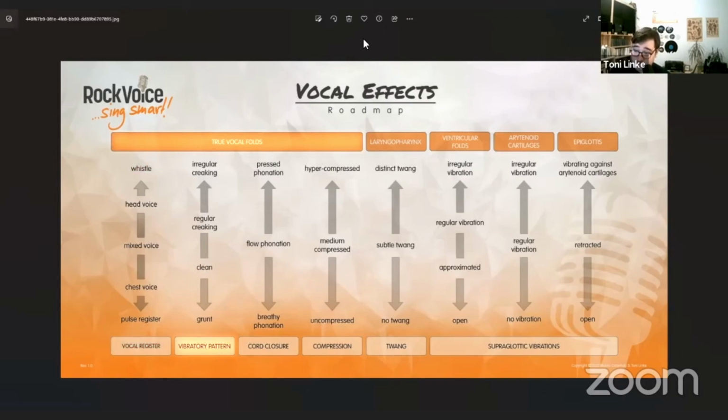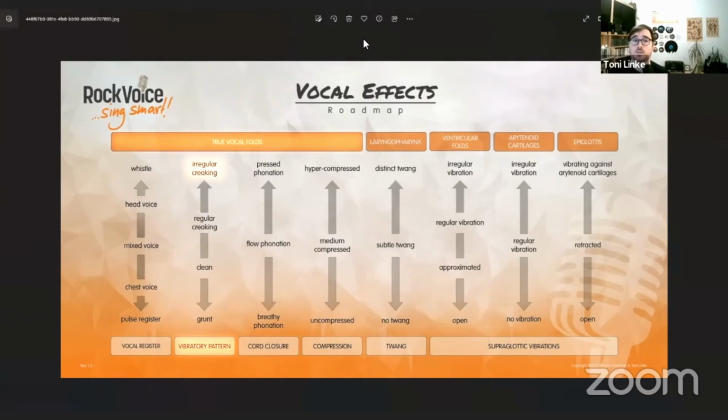We can change the vibratory pattern too. The vibratory pattern I'm speaking in right now is clean. If I get a bit lazy and a bit tired, you can hear a bit of creaking coming in. This is the first thing that some people would call fry, but it's not the same as the low vocal register that we call pulse. It's just something you can do in chest voice, in head voice. And the last example I gave, it already got quite irregular. So that's a more extreme version of the same effect, creaking.